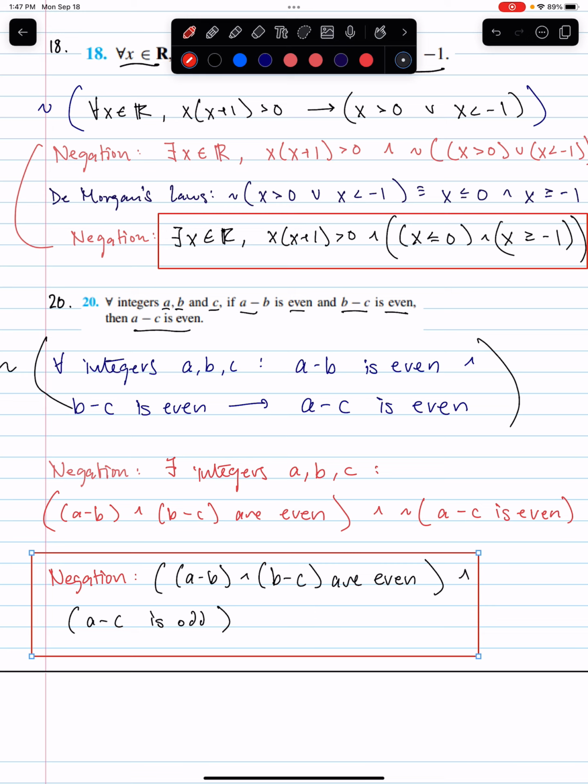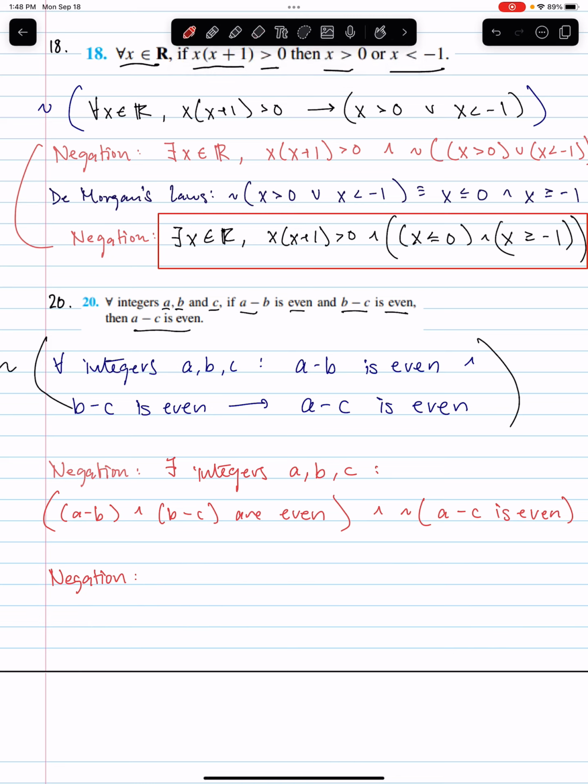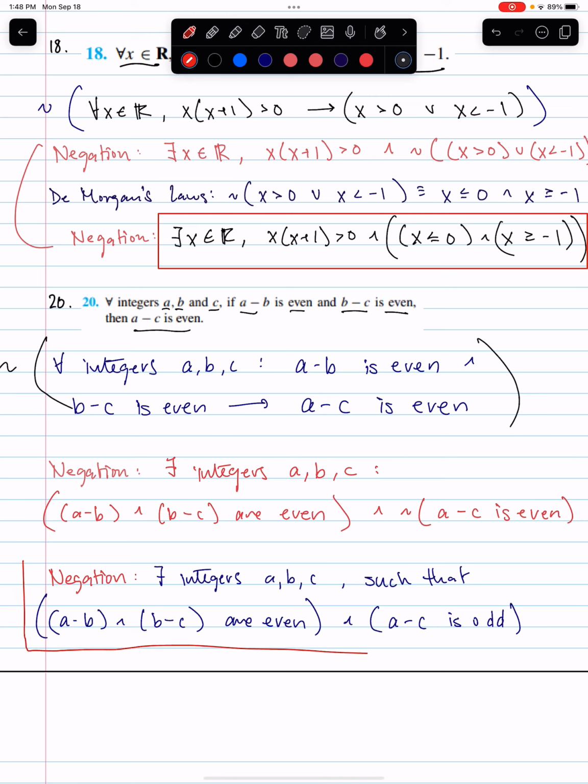Alright, oops. Wait, I forgot to write the there exists part, so let me do that again. There exists integers a, b, c such that a minus b and b minus c are even, and a minus c is odd. Right, so that's your actual answer.